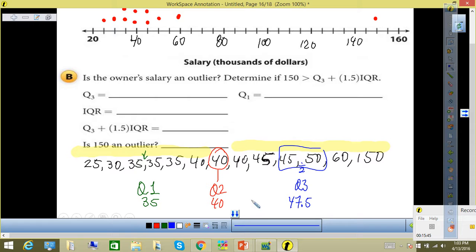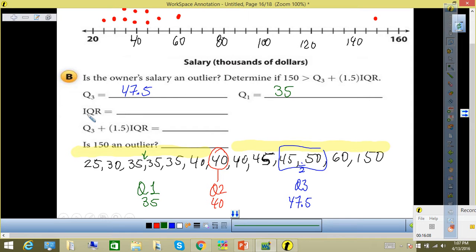Everybody got it? So let's label here what we have. We have Q3, which is 47.5. Write that on your screen. And then we have 35, which is Q1. Are we there so far? So now, check this out.